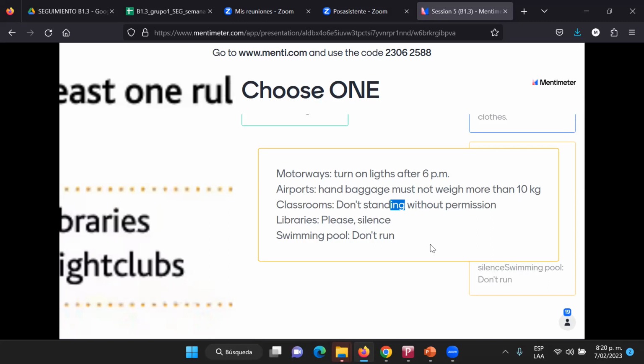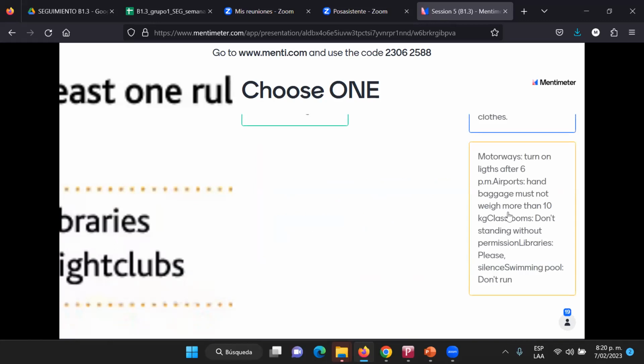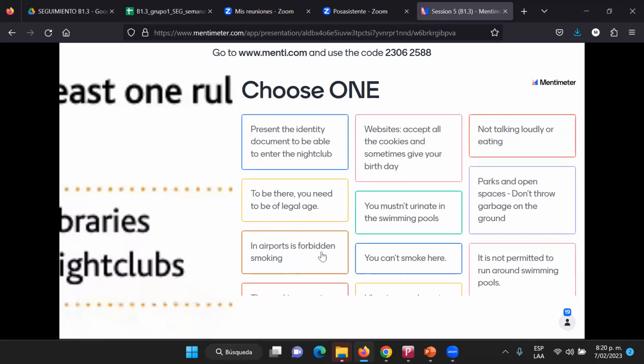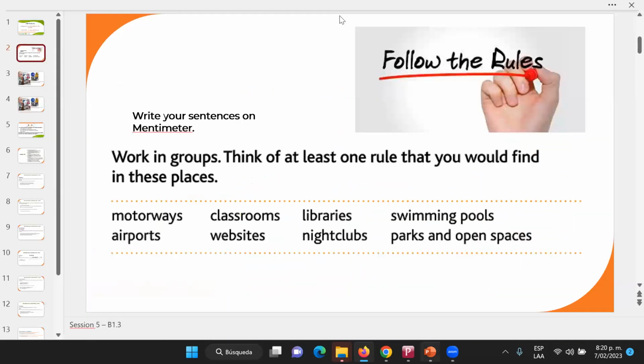Va en infinitivo. Libraries, please silence. Swimming pool, don't run. Así como las otras que tenemos ahí. Okay. Very good, guys. Let's close this one. Let's go back to the presentation. This is like my point of reference for the night.